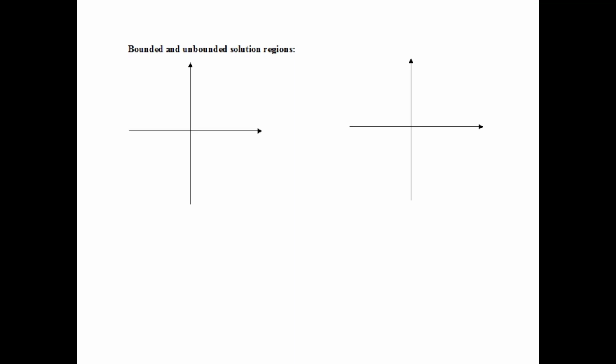The example that we just did is an example of a bounded solution region. A bounded solution region is one that can be enclosed in a circle. And an unbounded region is one that cannot be enclosed in a circle.